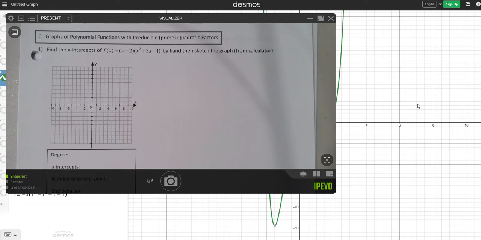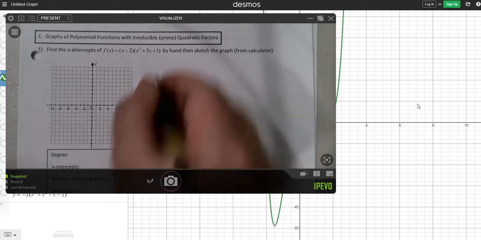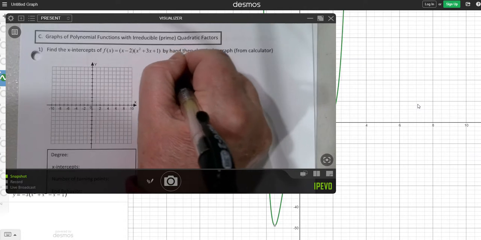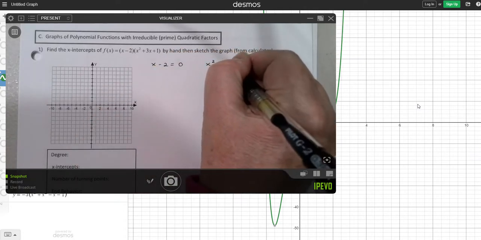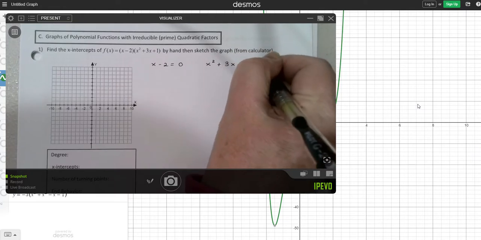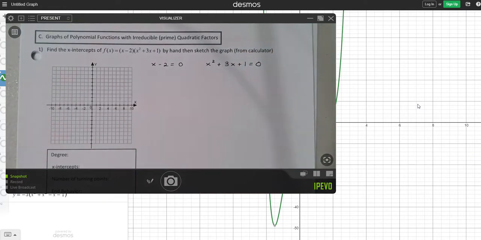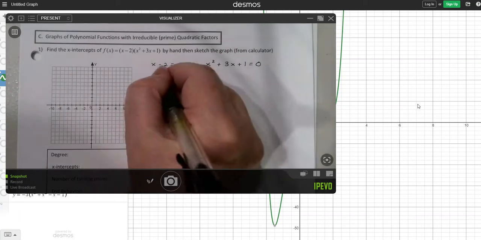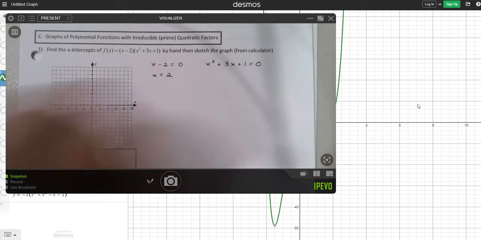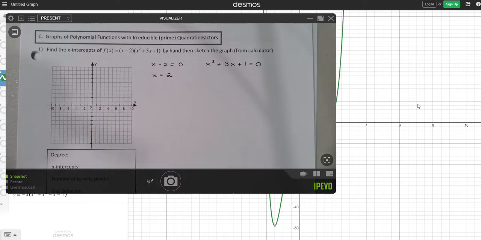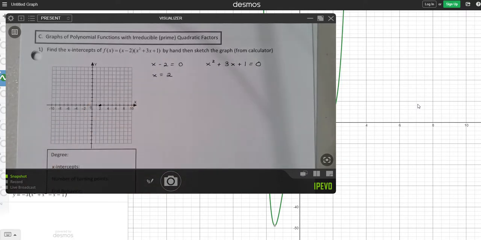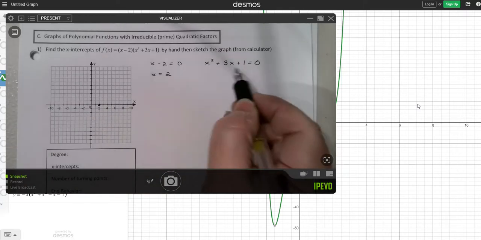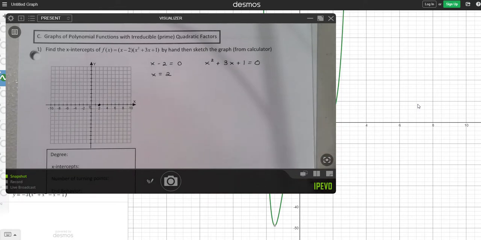Let's think about our x-intercepts. We'd have x minus 2 equals 0, and we'd have x squared plus 3x plus 1 equals 0. So x equals 2 is going to be one of my zeros, so 2 here is one of the x-intercepts as well. And then this one, because I can't solve by factoring, I'm going to have to go ahead and fall back on the quadratic formula on that one.